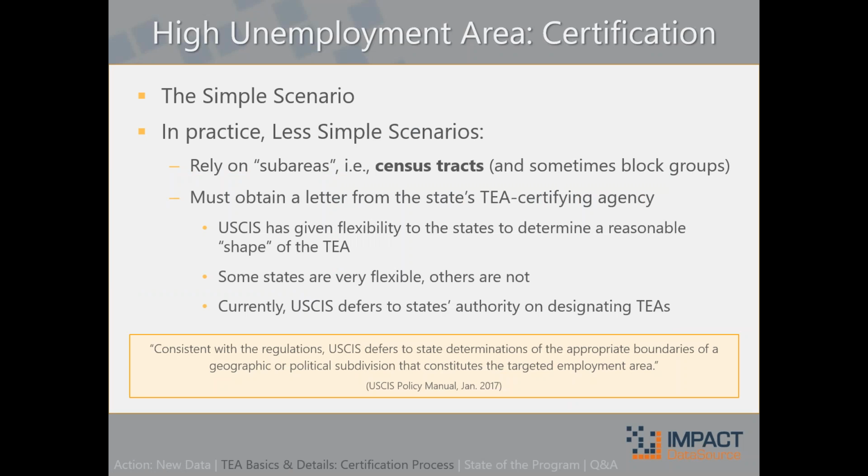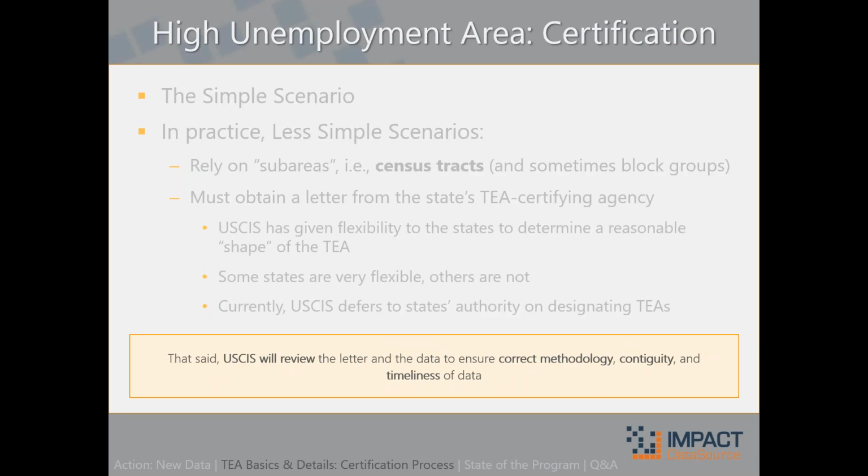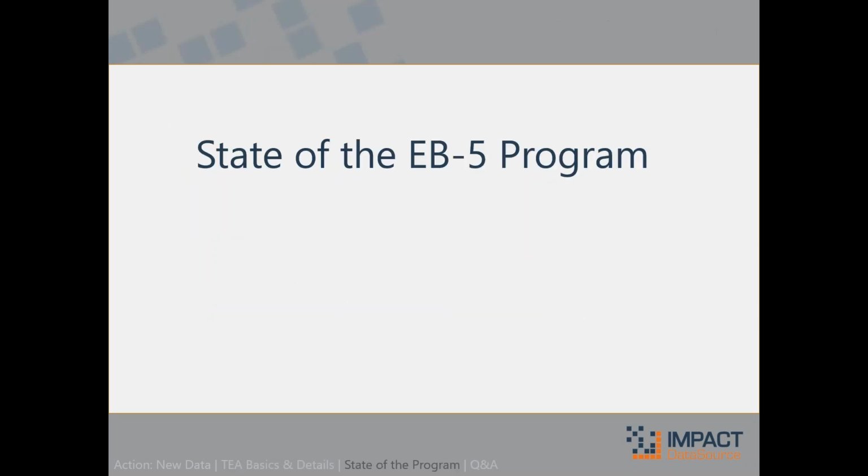And while USCIS has given the flexibility to the states to determine what the shape is, as long as the area is contiguous and the math works, USCIS should not question what the state designates as a TEA. But USCIS will double check that the math works, it's contiguous, and everything is up to date.